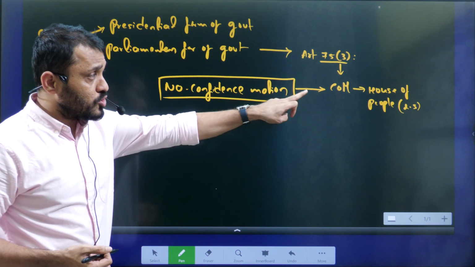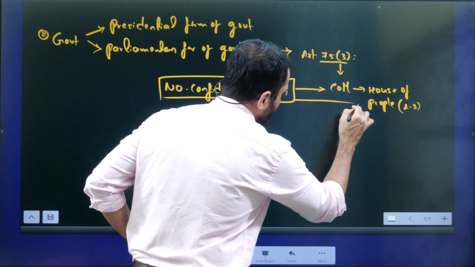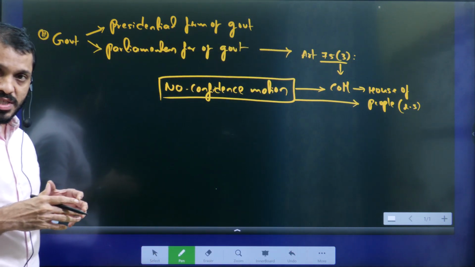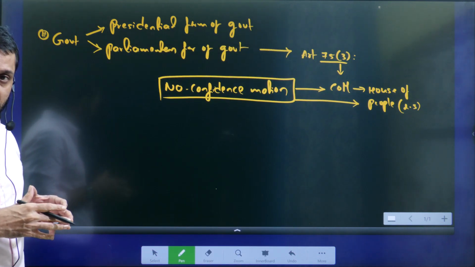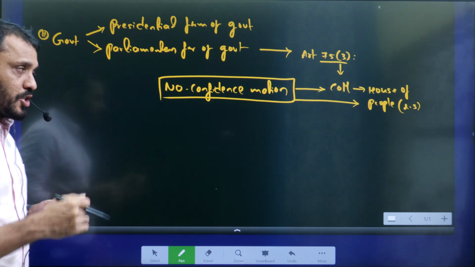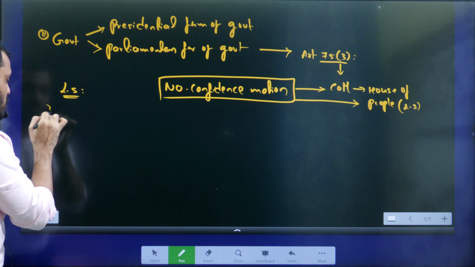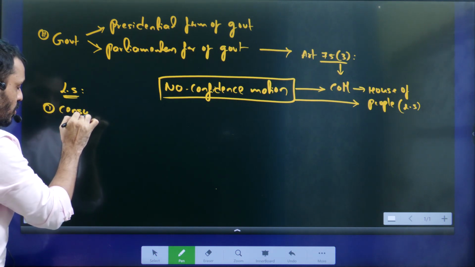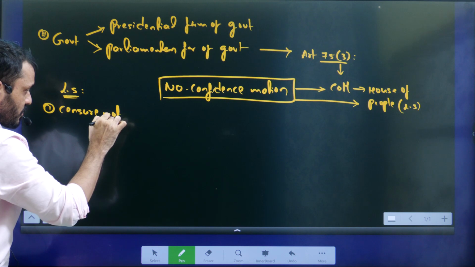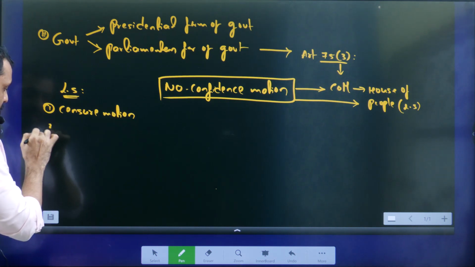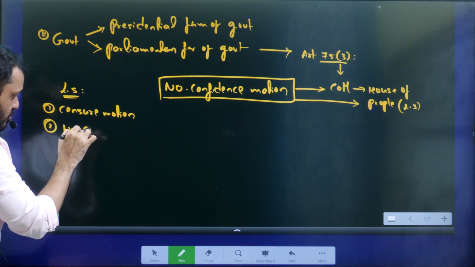And this no confidence motion can be introduced only in which house? It can be used only in the Lok Sabha. That is what you have to understand. There are certain other motions which can be introduced only in the Lok Sabha. These are the motions which can be introduced only in the Lok Sabha. One is the censure motion. The second one is the no confidence motion.